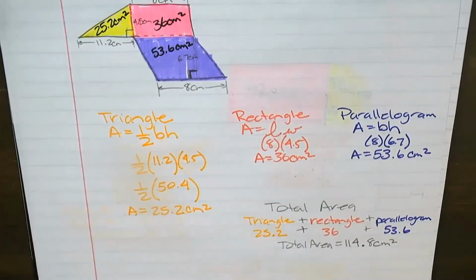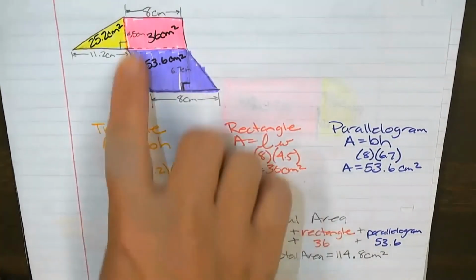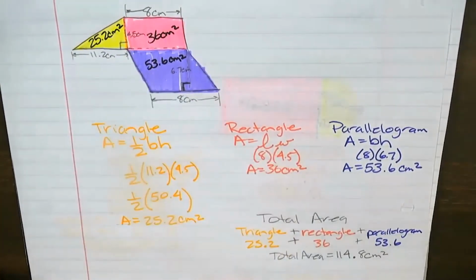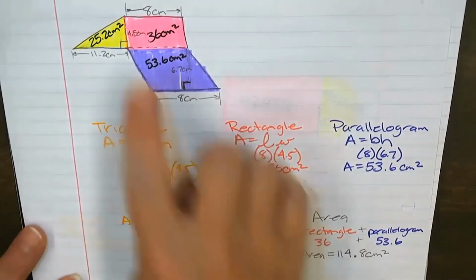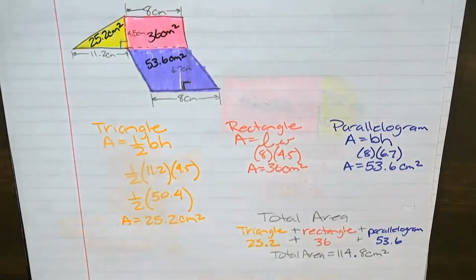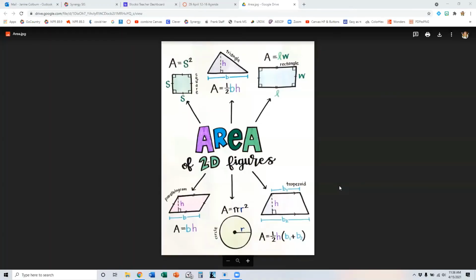So I think the hardest part of this lesson really is breaking the figure down into shapes that you can work with. So I highly recommend always looking for your rectangles and make sure you color them, shade them so that you can see what you're working with. It helps make the shapes easier to see. And then something else that's also going to be very helpful to you is this page that's attached to the agenda.